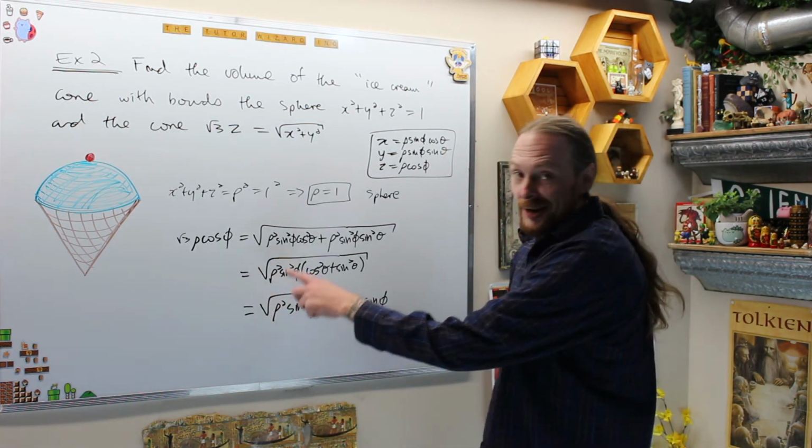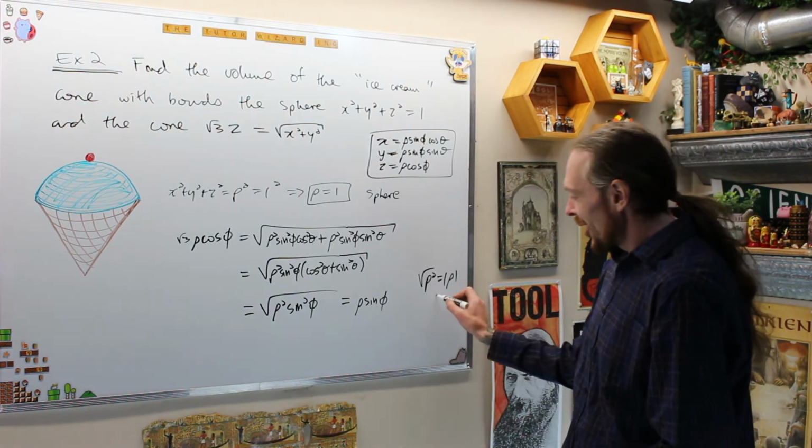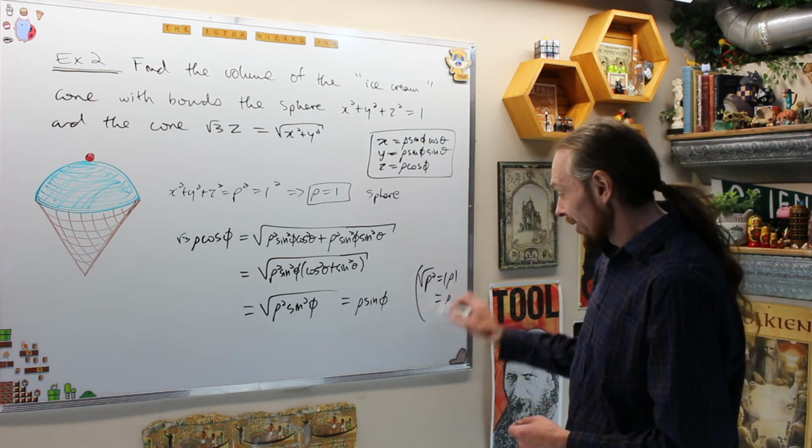I'm going to square both sides, and the square root of rho squared is the absolute value of rho. But rho is positive, so don't worry, I can get rid of the absolute value. That's what I was doing every time.